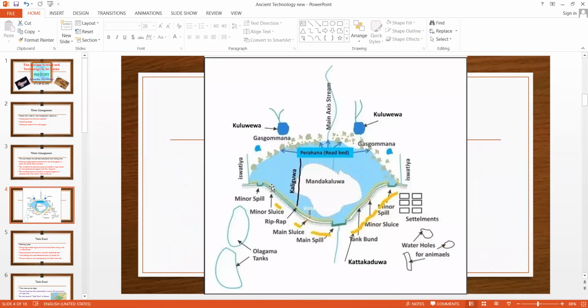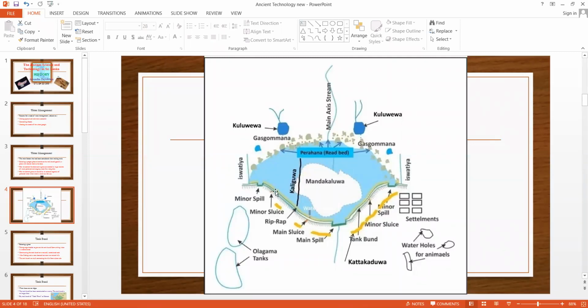Now see, the tank is not just erected straight like straight lines. It has a bend. Why is this bend there? The small mountains are not located in a straight line. They are located here and there. So to join them, you have to make the tank bund with a bend like this. This one is the main spill. Spill means the place where excess water is taken out. And this is the main sluice, the place where water is distributed to paddy fields.